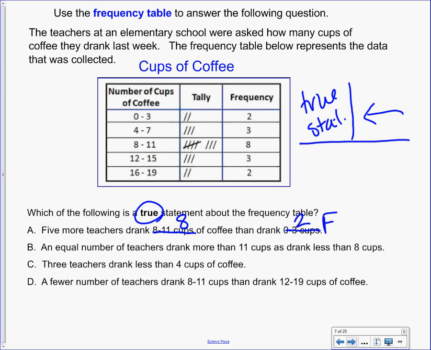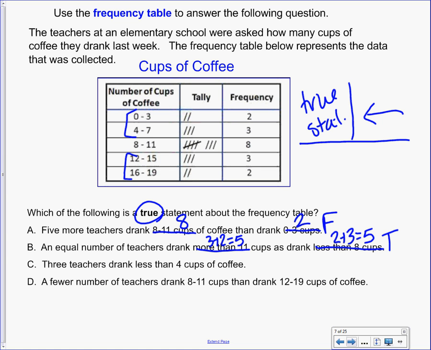B: An equal number of teachers drink more than 11 cups as drink less than 8 cups. Here we had the discussion that more than 11 would not include 11. That would just be 12 through 15 and 16 through 19. So that would be 3 plus 2, which equals 5. Less than 8 cups would not include 8. It would just be less than that. So the 0 to 3 and the 4 to 7. 2 plus 3 equals 5. Is 5 equal to 5? Yes, so that's a true statement.